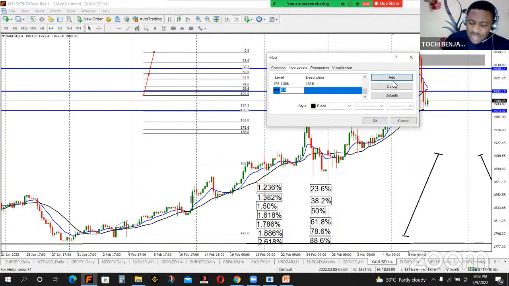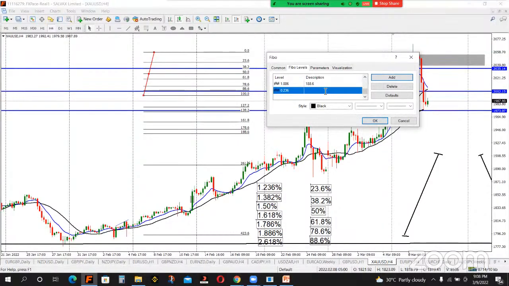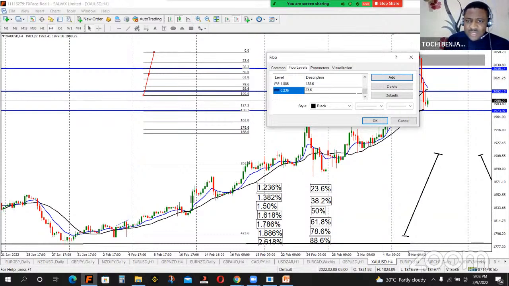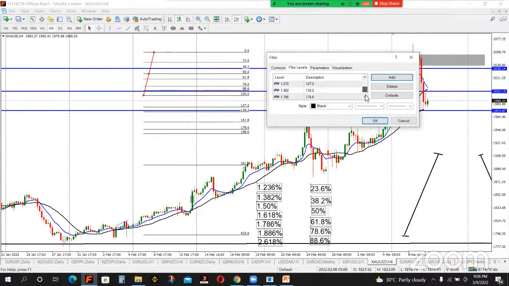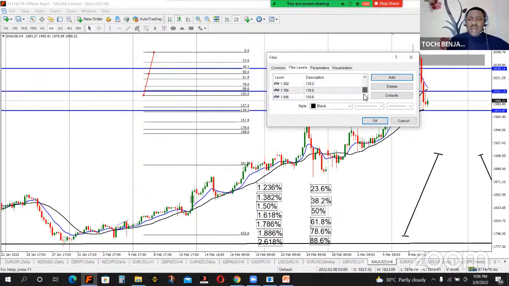So what I'll do now is I'll put 0.236, and on the description, look at what I'm doing. When this thing is colored like this, if I start typing, it will not go. I'll double click so that it will be white for me to type. I'll type 23.6. That is what I have done. I'll remove my cursor. Have you seen it now? So I have my 23.6 there.